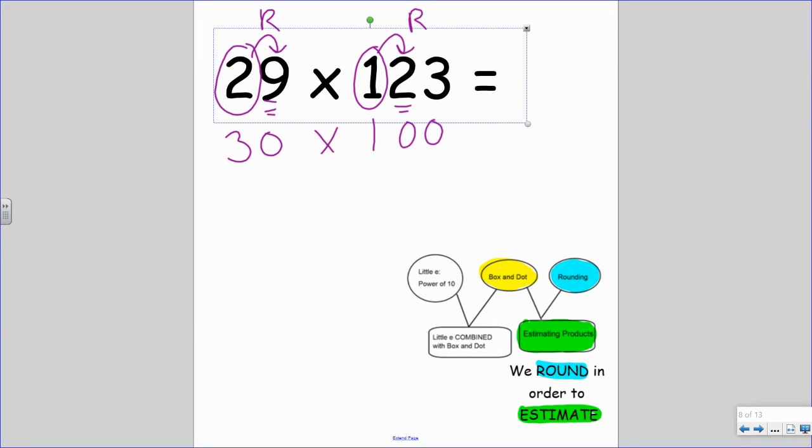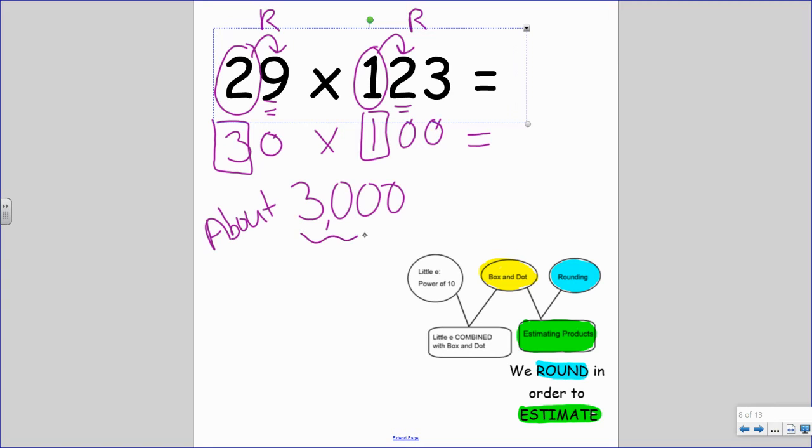So I know 29 is around 30, and I know 123 is around 100. Now I have so quickly, with that easy shortcut, created a simple box and dot problem. 3 times 1 is 3. 1, 2, 3 zeros. I know that it would take me many minutes to solve 29 times 123, but in less than 20 seconds, I'm able to tell you that the final answer would be about 3,000. That is the art of estimating.